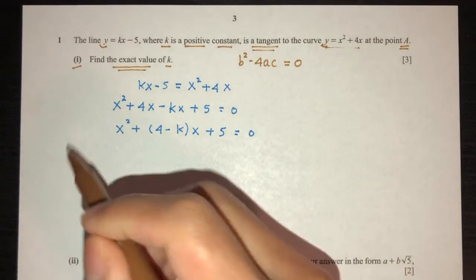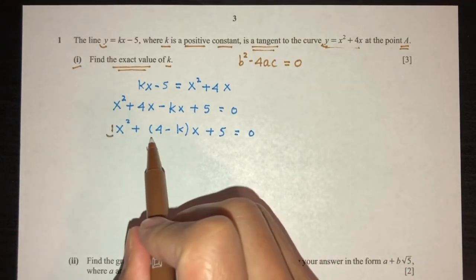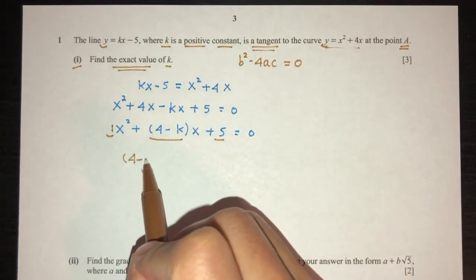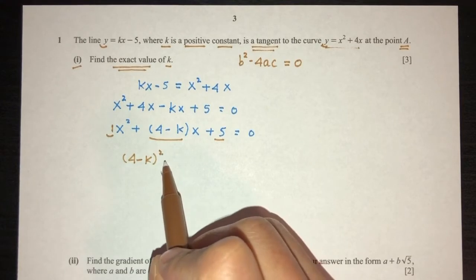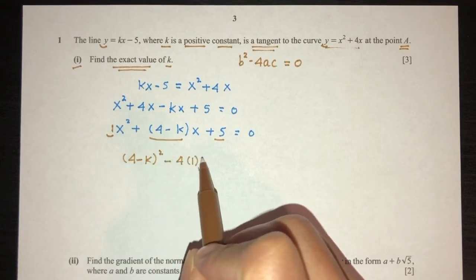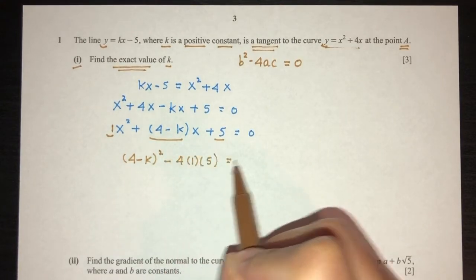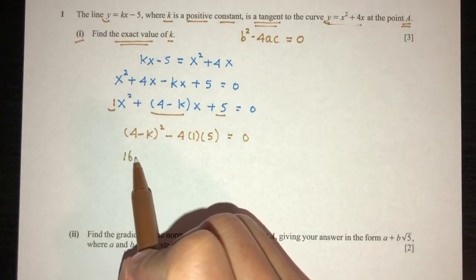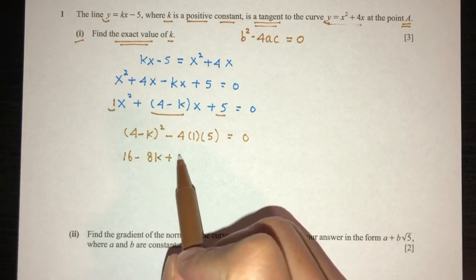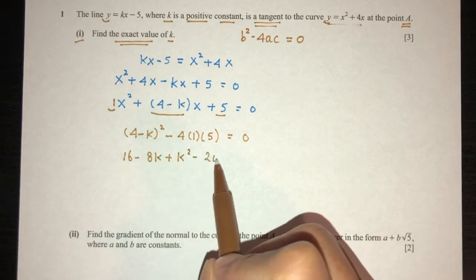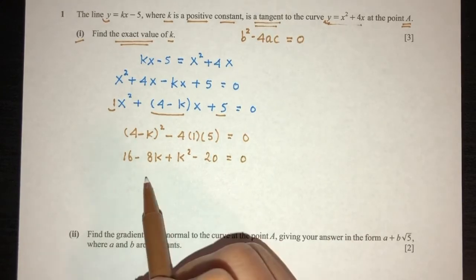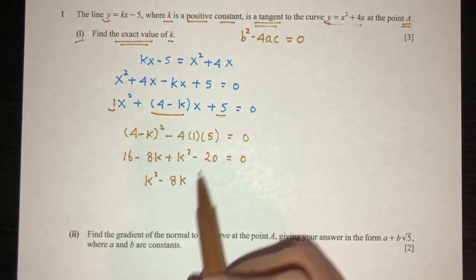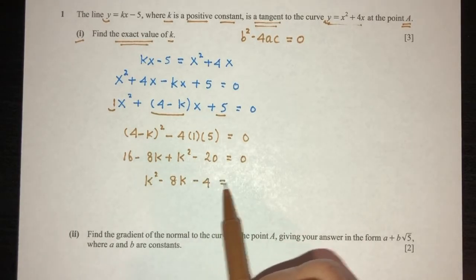Now if you observe, here we have 1, right? This is your a, this is your b, and this is your c. So we write b squared, which is (4 minus k) squared, minus 4 times a and times c, equal to 0. So now we just have to expand and solve. You will have 16 minus 8k plus k squared minus 20 is equal to 0. So you will have k squared minus 8k, and 16 minus 20 is minus 4, equal to 0.